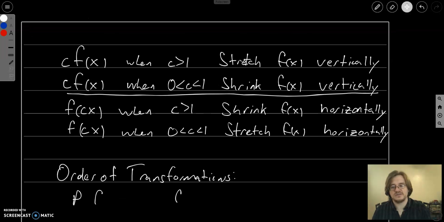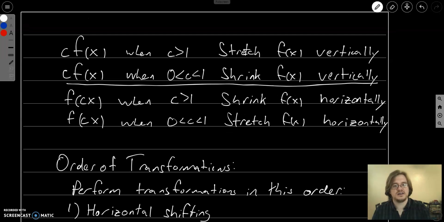And then the last ones that we've seen are going to be stretching and shrinking. So if we want to stretch the height vertically, we're going to multiply by a number that's bigger than 1. We're going to pull everything away from the x-axis. If we want to shrink everything vertically, we're going to multiply by a small number, a number that's close to 0, and that's going to compress everything down toward the x-axis.